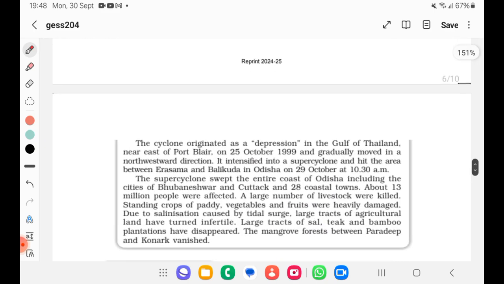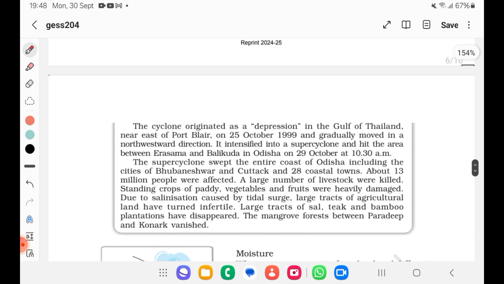The cyclone originated as a depression in the Gulf of Thailand near east of Port Blair on 25th October 1999 and gradually moved in a northwestward direction. It intensified into a supercyclone and hit the area between Erasama and Balikuda in Odisha on 29 October at 10:30 am. The supercyclone swept the entire coast of Odisha, including the cities of Bhubaneswar and Cuttack and 28 coastal towns.